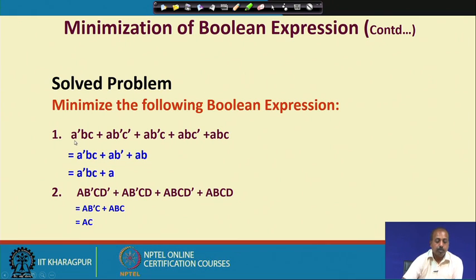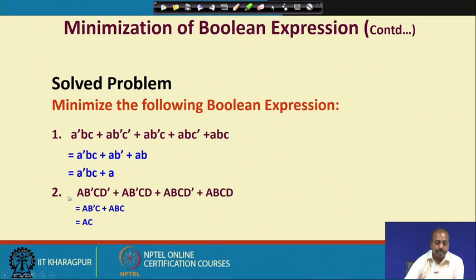In this way we can convert this Boolean expression into the corresponding simplified form a bar b c plus a. Of course, there is no guarantee that if you are applying these Boolean rules, there is no proof that this is the exact minimum form. In this particular example that may be the case, but in general there is no such guarantee.